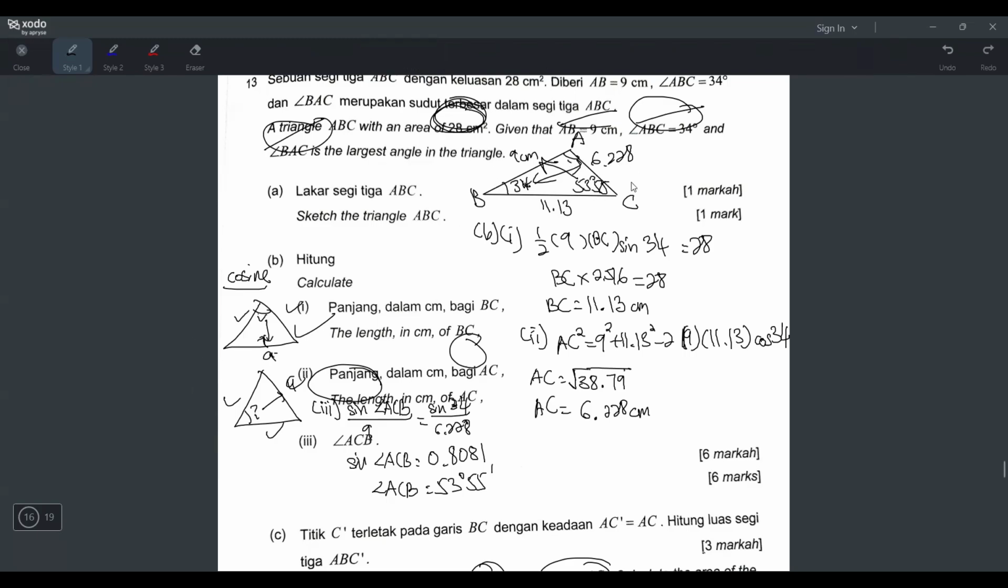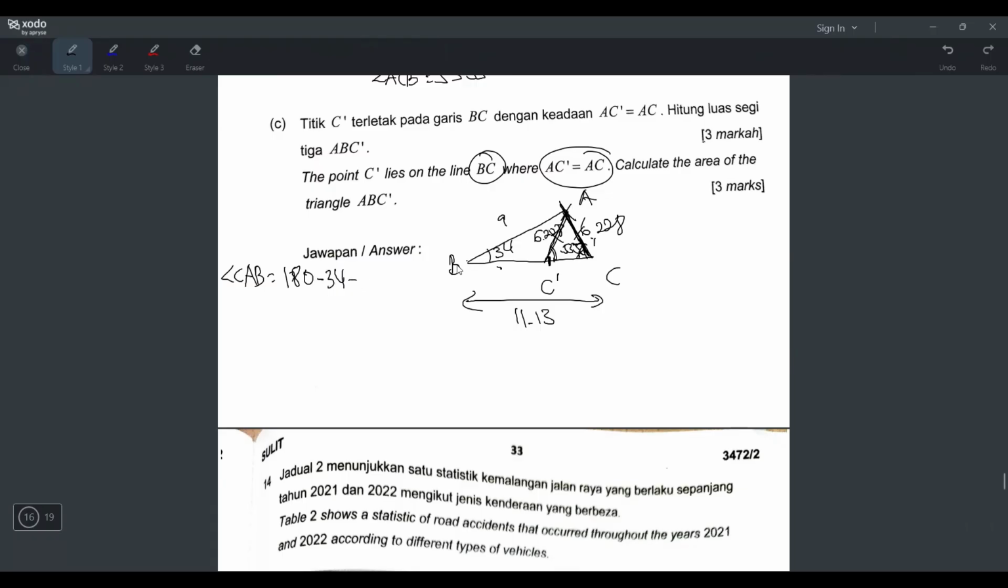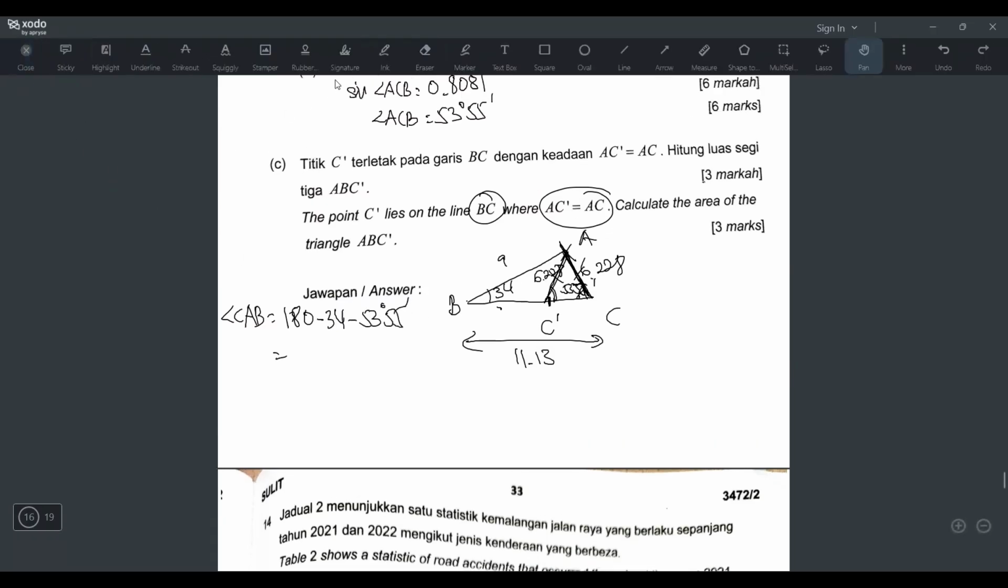So let's find angle CAB first. Angle CAB, it means the big one. So let's try finding angle CAB. I will take 180 minus 34 minus 53 degree, 55 minute. I'm trying to find this whole angle here, so that later I can minus this to get the angle here. Okay, 180 minus 34 minus 53 degree, 55 minute. So 92 degree, 5 minute.